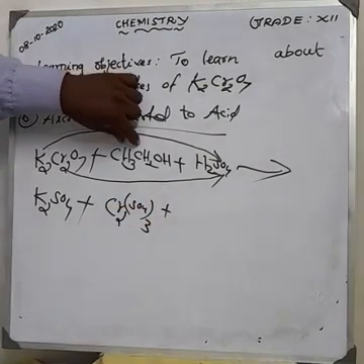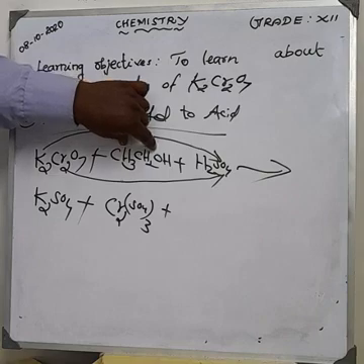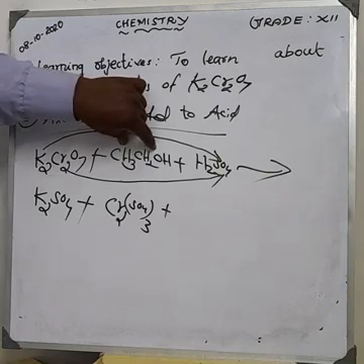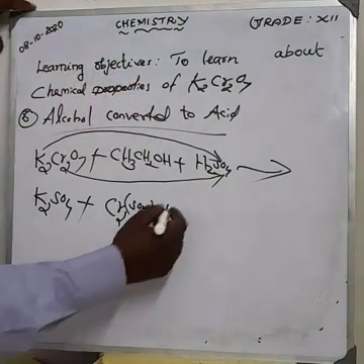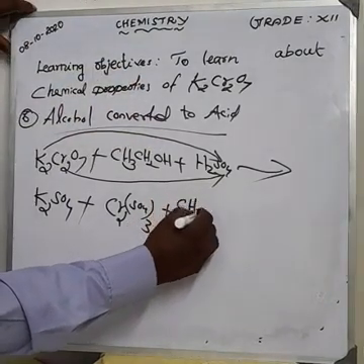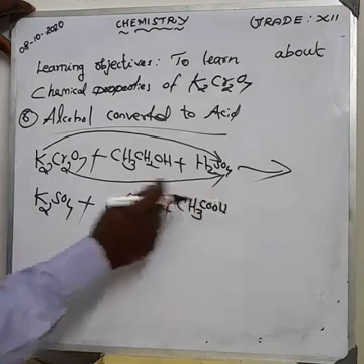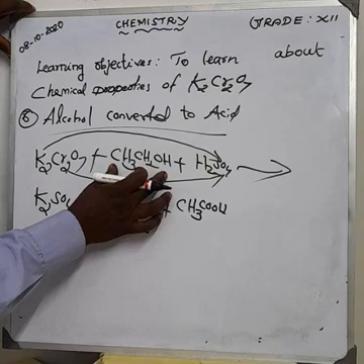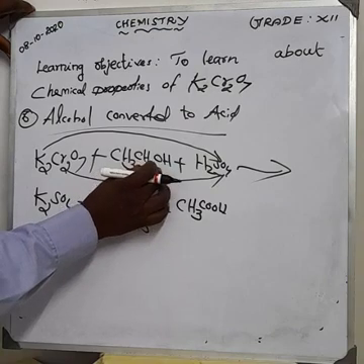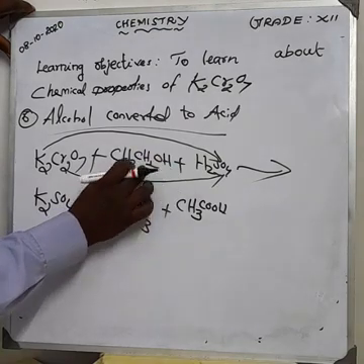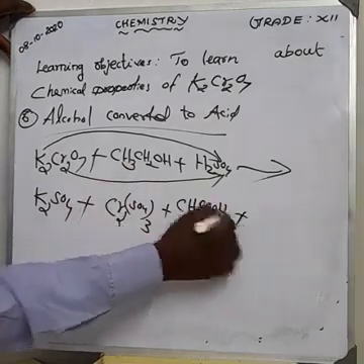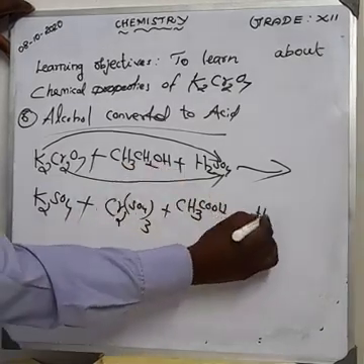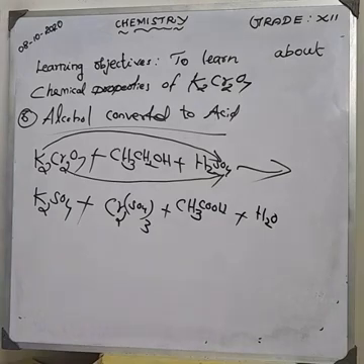I told you about that. Here the ethanol, ethyl alcohol, is converted into ethanoic acid. That is called acetic acid, CH3COOH. In the alcohol, this hydrogen is replaced by adding oxygen, so we get acid. And also water is present.